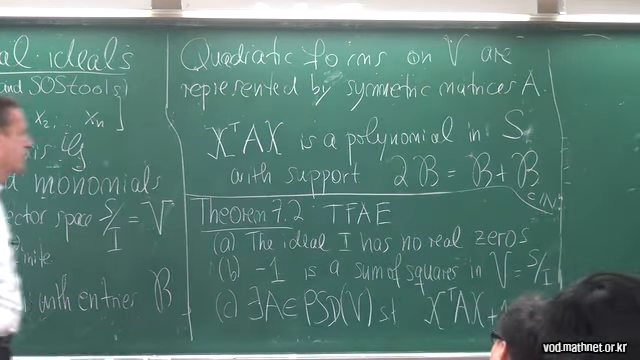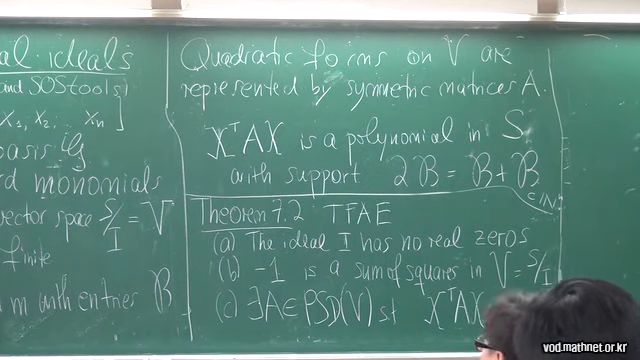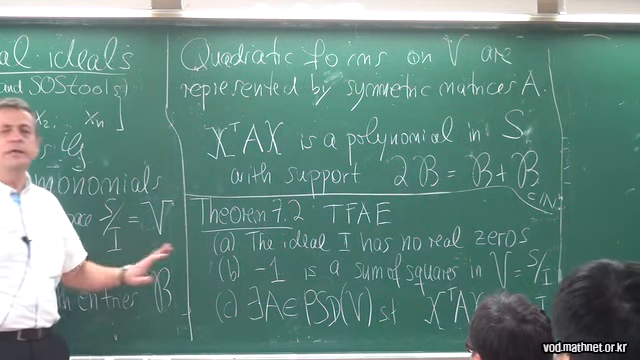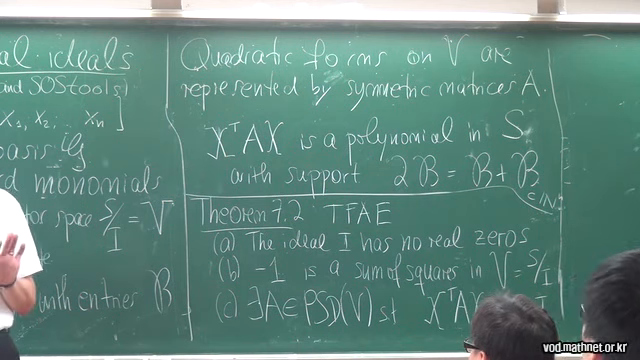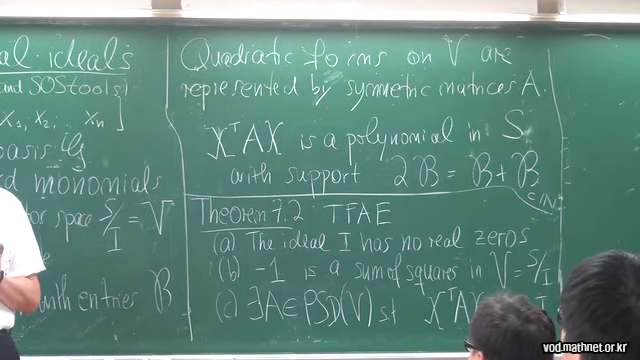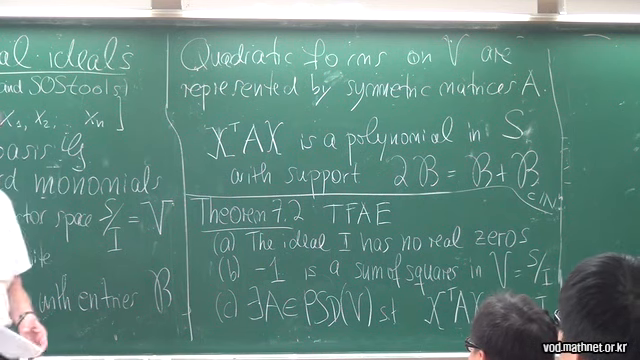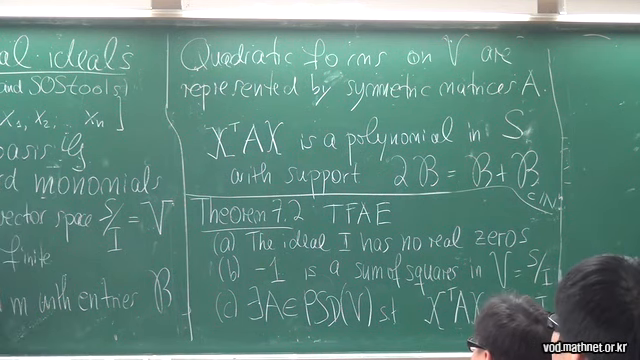Okay, those 3 conditions are equivalent. So let's try to understand what this means. Suppose B holds. Let's think about this for a moment. Suppose B holds. So minus 1 is a sum of squares in this ring, mod I. That means minus 1 is a sum of squares of polynomials: a square plus a square plus a square plus a square plus something in I.